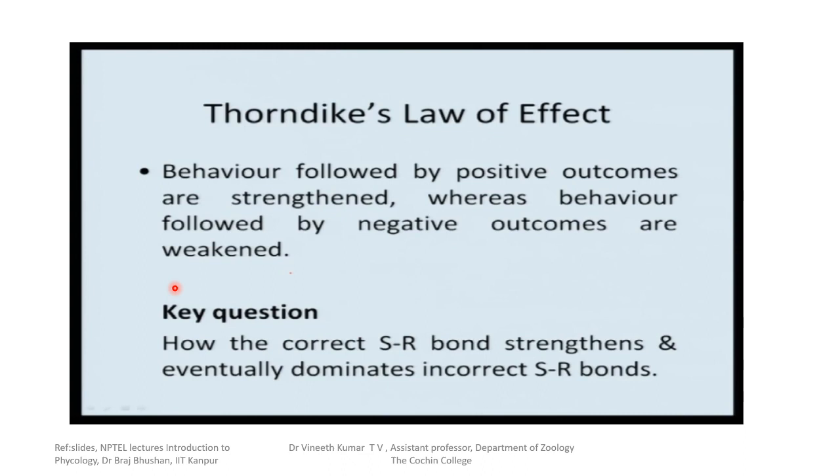The same thing applies in the puzzle box. When we keep a positive stimulus, a plate of fish, outside, the cat will try to repeat the behavior. That is what is meant by behavior followed by positive outcomes being strengthened. It will try to repeat the pressing of the lever when it is caged inside. Whenever you cage the cat, it will try to press the lever and come out. So the behavior followed by positive outcomes is strengthened, whereas behavior followed by negative outcomes will be weakened.